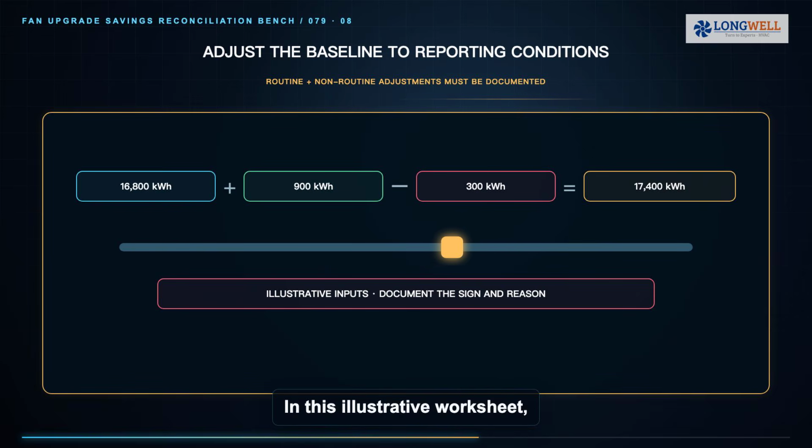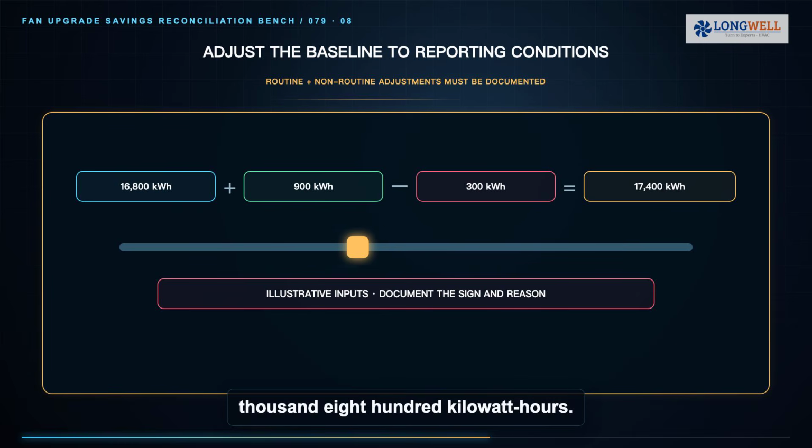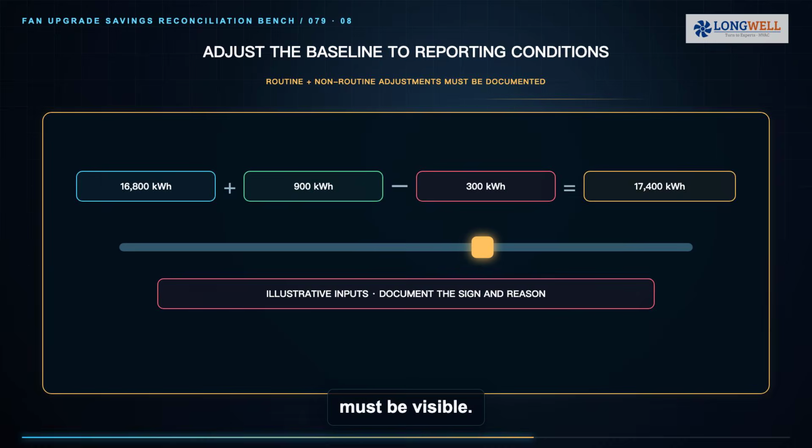In this illustrative worksheet, measured baseline energy is 16,800 kilowatt-hours. A documented hours and load adjustment adds 900, while an unrelated scope change subtracts 300. The adjusted baseline is 17,400 kilowatt-hours. Every sign, reason, and data source must be visible.